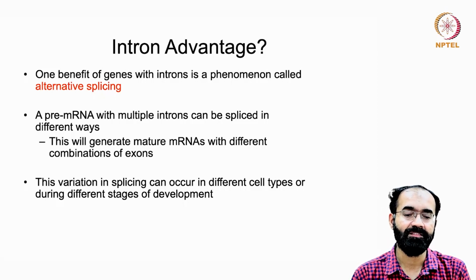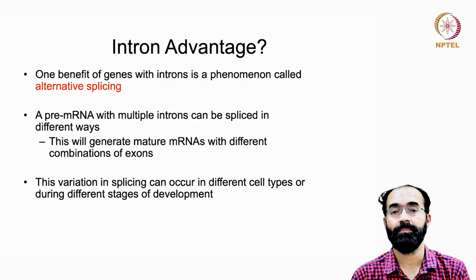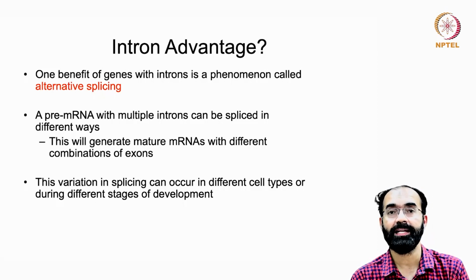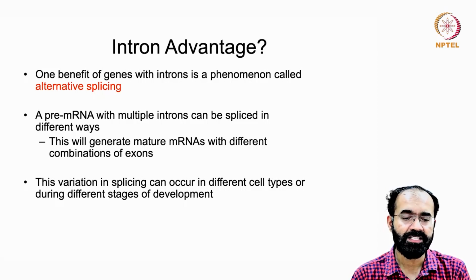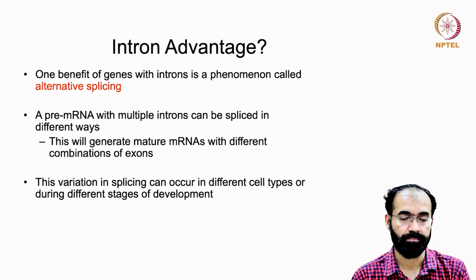A pre-mRNA with multiple introns can be spliced in different ways. If it has only one intron, you are limited with just one way of splicing. If it has got 10 introns, a huge variety is possible. This will generate mature mRNAs with different combinations of exons. As long as you have different introns, it gives you the opportunity to explore different ways.